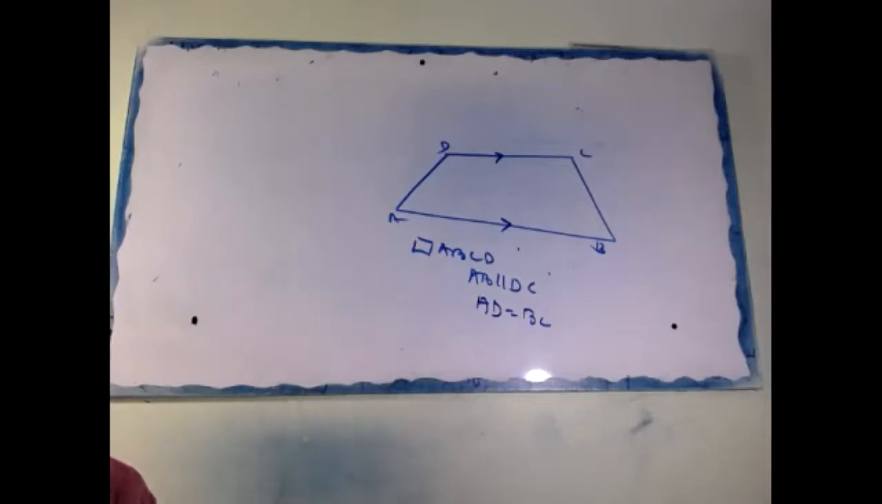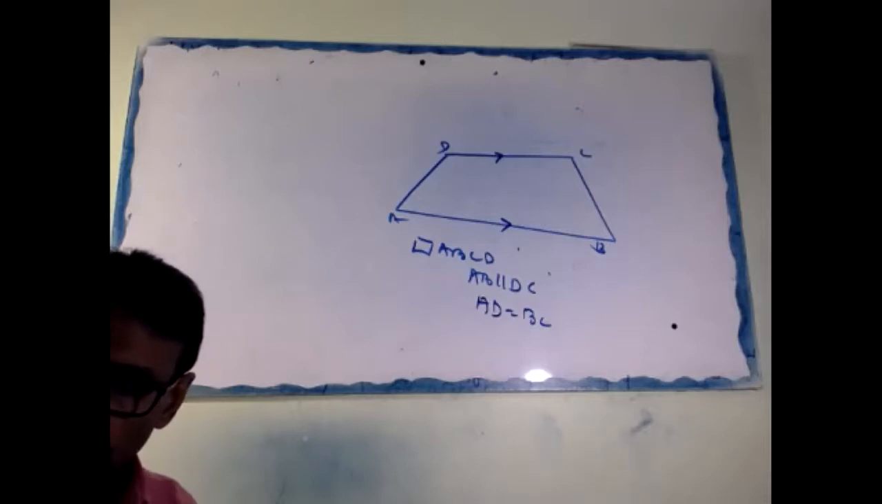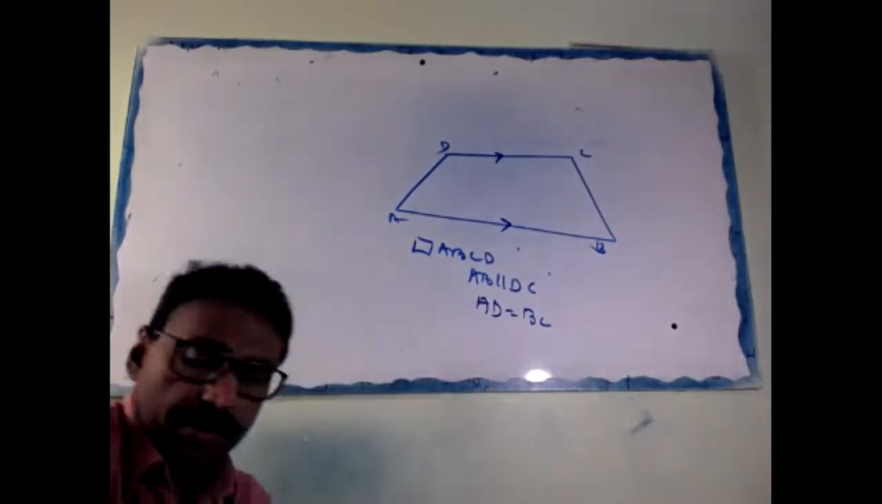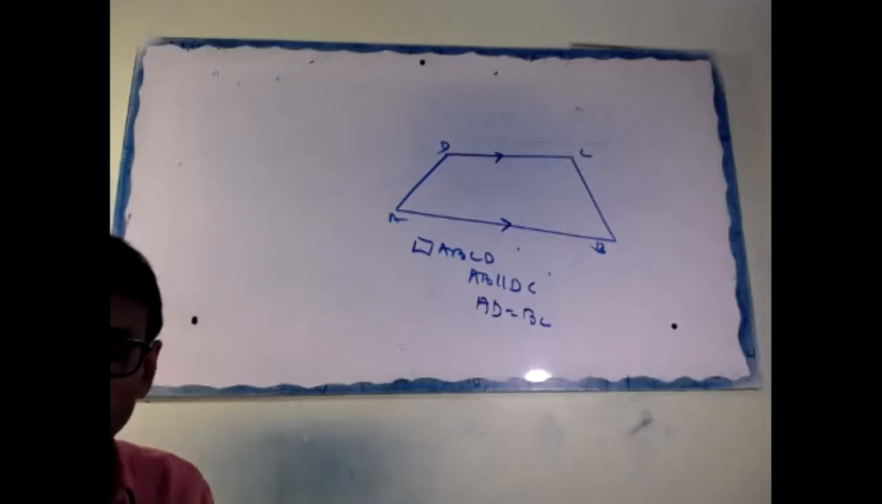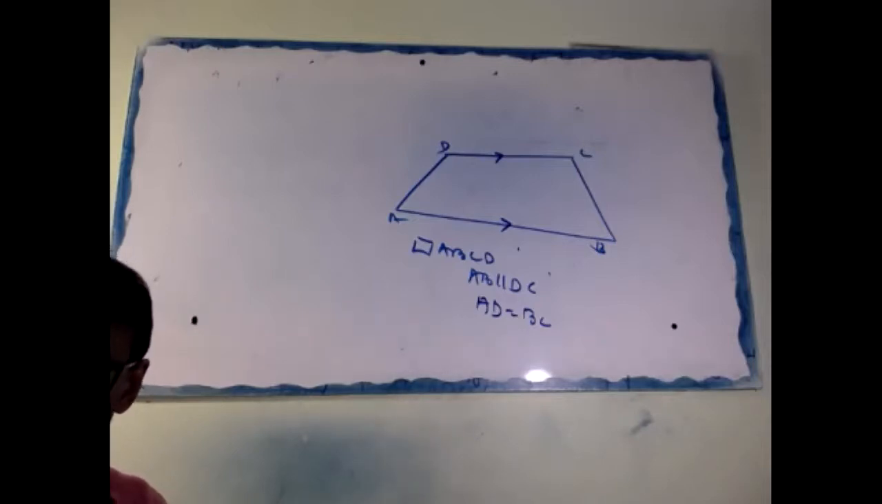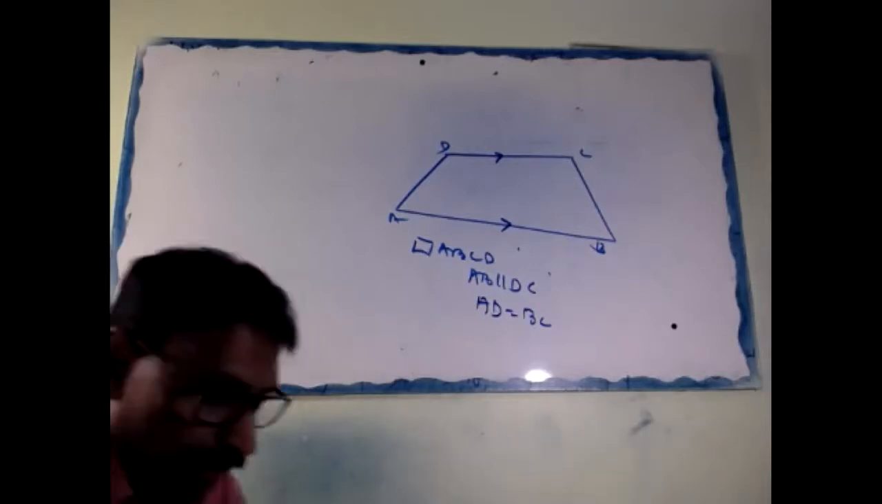Okay, now look here: rhombus. A parallelogram having all sides equal is called a rhombus.